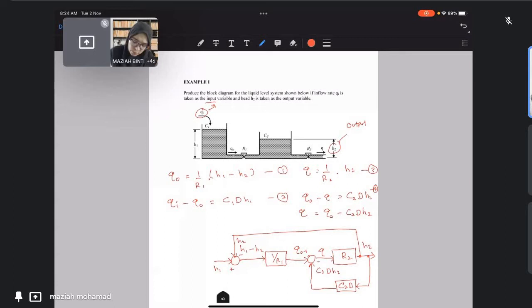Right, so we are left with equation 2. H2 is 1 over C1D, because we rewrite the equation: H1 is equal to 1 over C1D multiplied with Qi minus Q naught. So the input here is Qi minus Q naught. Therefore, there is a summation point here. The input is Qi, and then Q naught is already there. This one is minus, plus. So we just step from here to here.